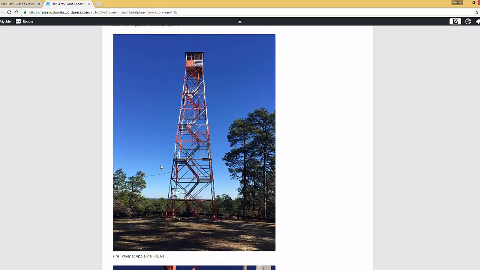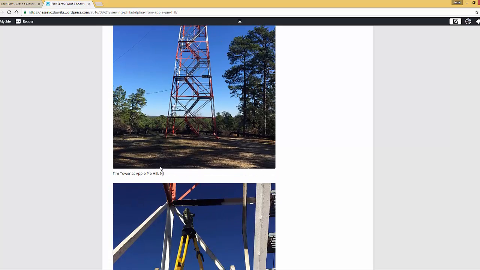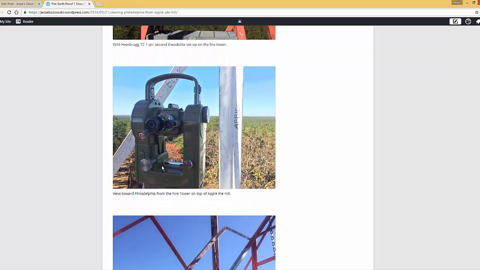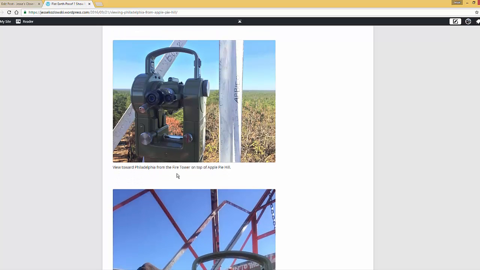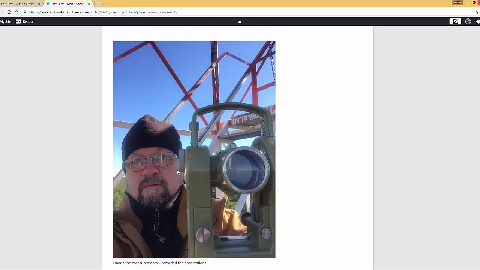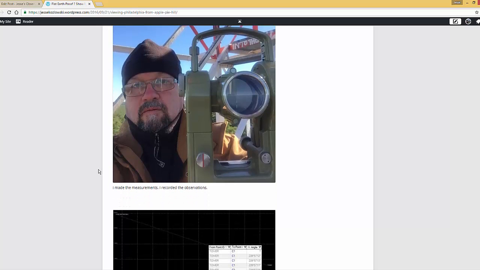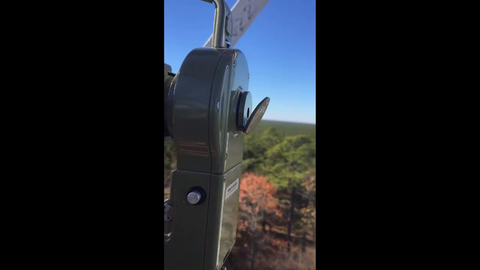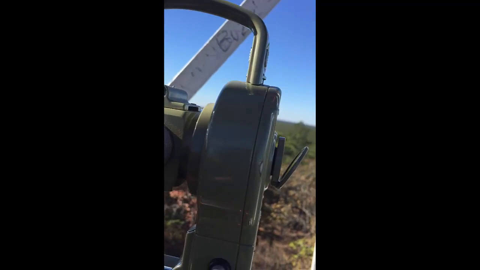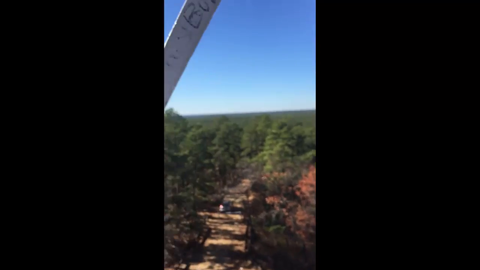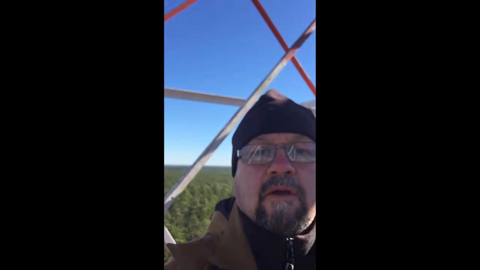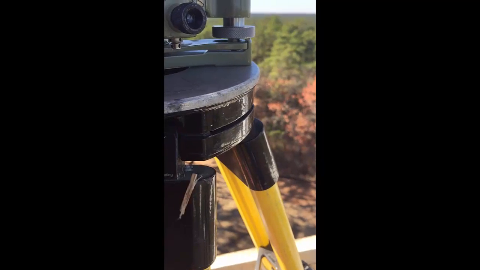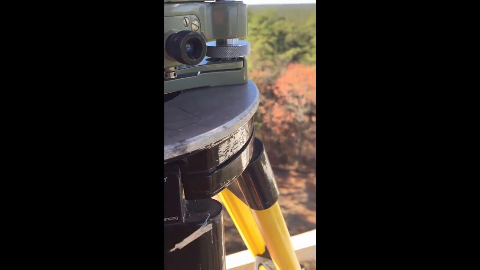I went up to Apple Pie Hill. There's a fire tower there. I put my theodolite up there. And here's the view toward Philadelphia from the top of the fire tower. And here I am. And I made the measurements, and I recorded my observations. That's my wind gauge. It got calm all of a sudden. Time to take a reading.